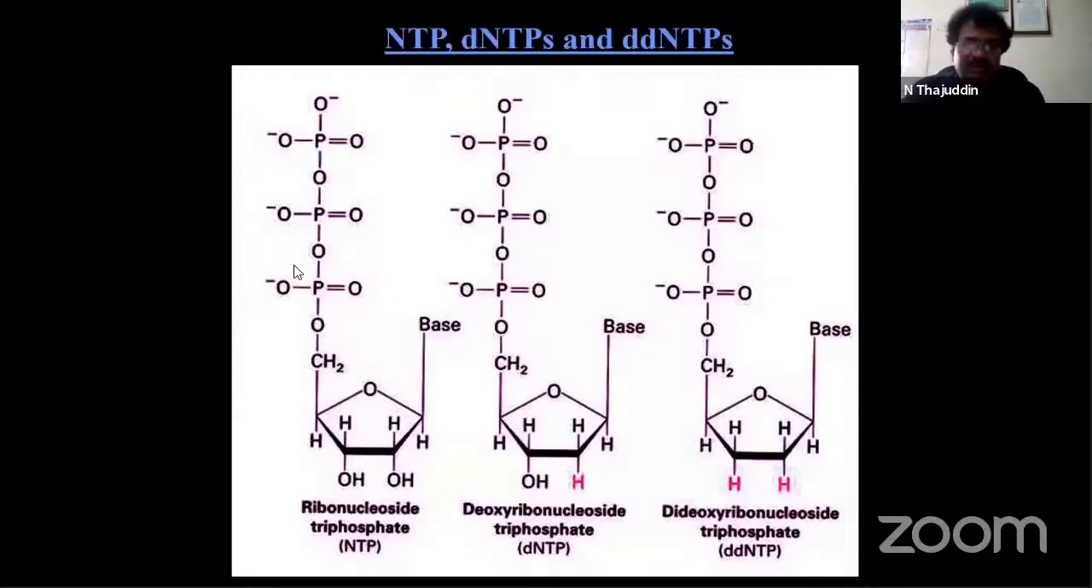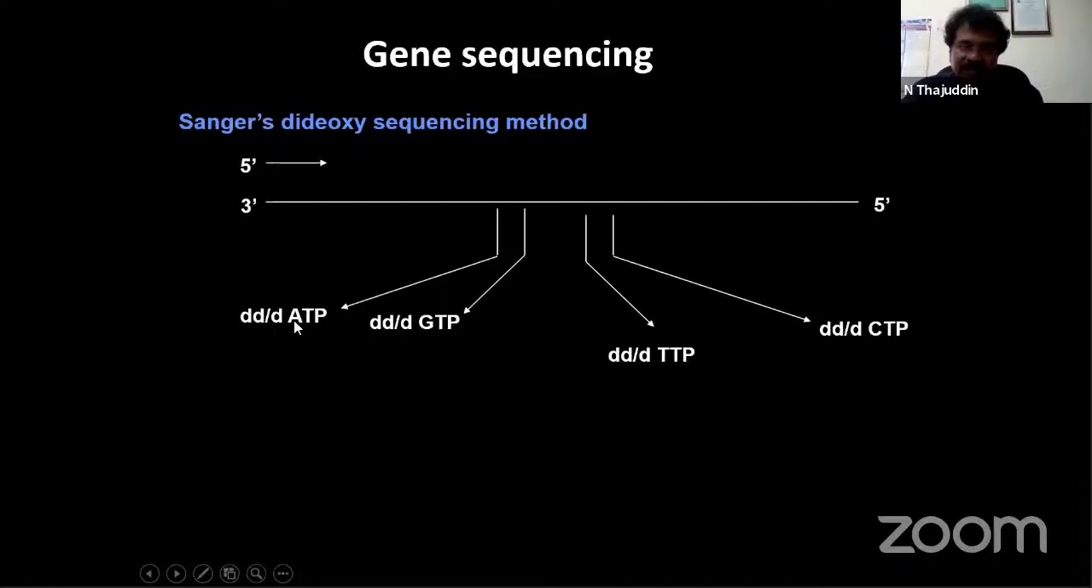These are the different dNTPs: ribonucleotide, deoxynucleotide, and dideoxynucleotides. If you see this molecular structure, in ribonucleotide there is a 2' OH group, in deoxynucleotide there is 1 OH group, and in dideoxynucleotide there is no OH group. So if the dideoxynucleotide binds with the complementary region, there will not be any extension of the DNA, but it terminates. Likewise, for gene sequencing, we have to make 4 different reactions.